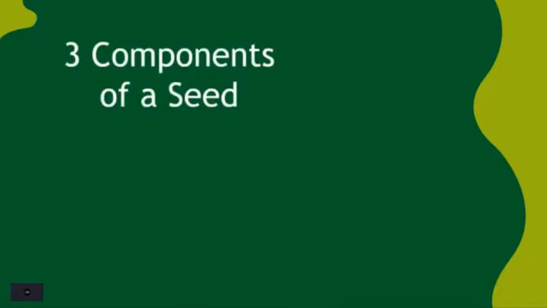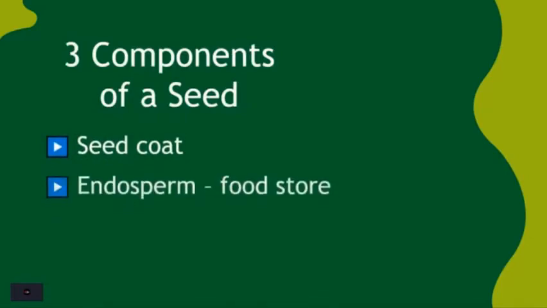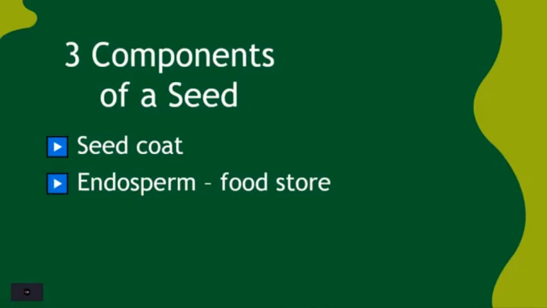Let's learn the three components of a seed. First, we have seed coat. Second is the endosperm. Third is the embryo.